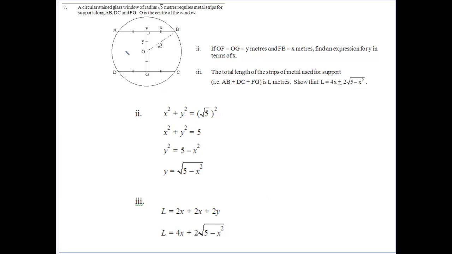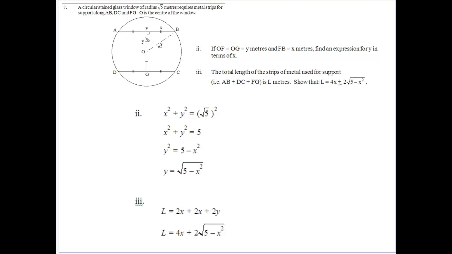Now we've got a question here. We've got a few little tricks, so we've got to pay a lot of attention to it. So we've got a circular glass window. It's radius 5 meters there, and it requires metal strips for support. So along A to B there, D to C, and F G, we're going to put metal strips.